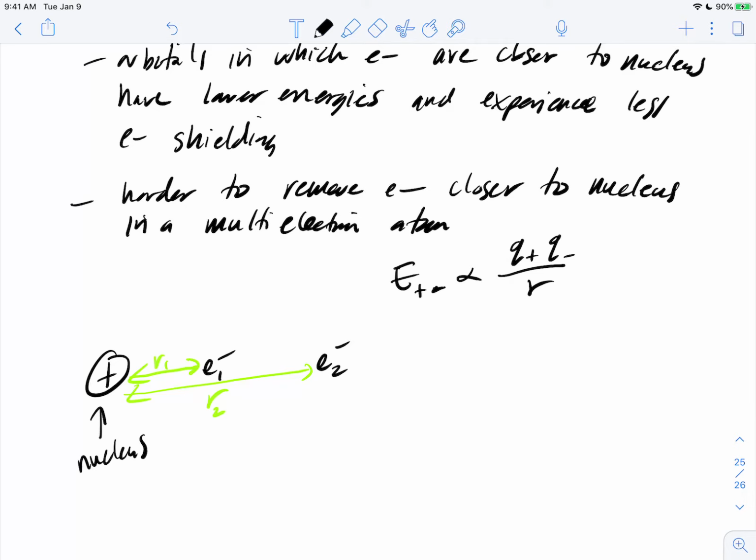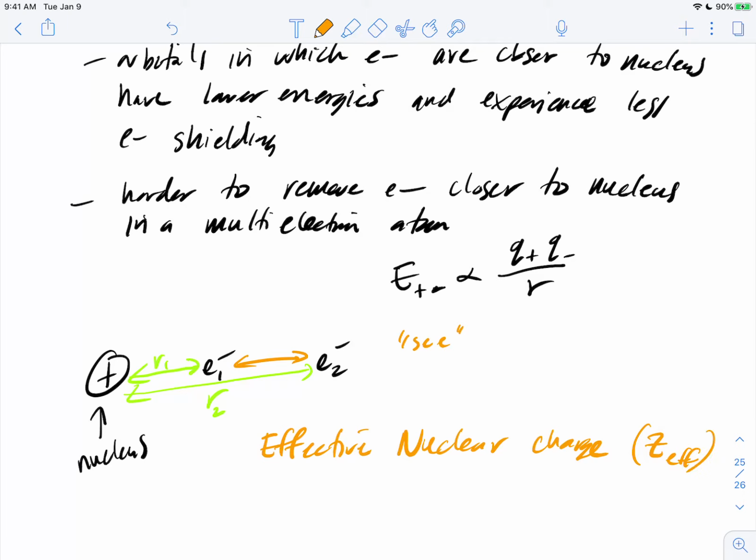But in addition to that, now we're going to have something called shielding. We have some repulsion, but also when this electron is trying to quote unquote see the nucleus, it can't, because of the repulsive interactions it has from the other electron. And so we're going to have something called the effective nuclear charge, Z. That's the charge of the nucleus normally, and we're going to say it's the effective nuclear charge.